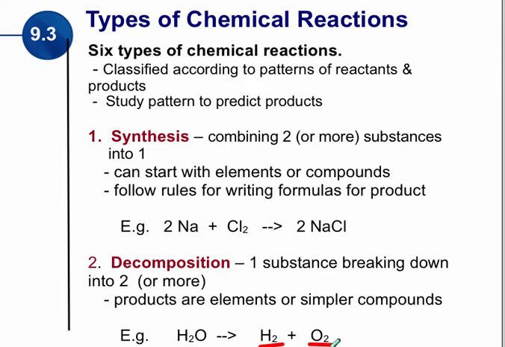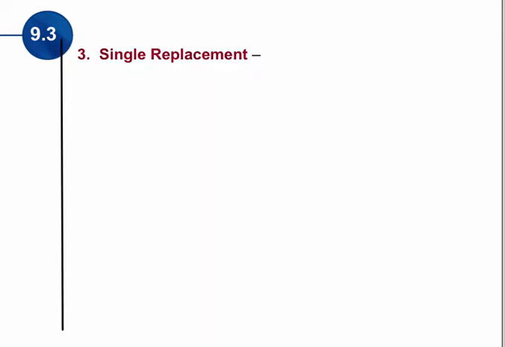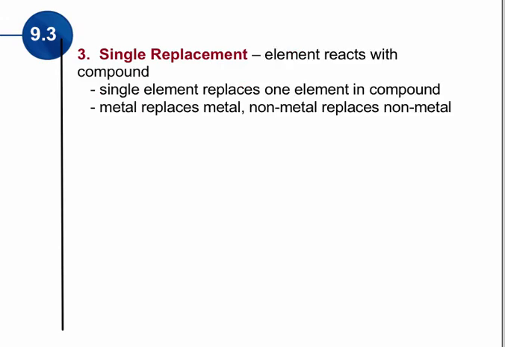Remember, they are diatomic. And if we were to balance the chemical reaction, we'd need 2 water molecules to give us 2 hydrogen and 2 oxygen. So decomposition, breaking something apart. All right, let's look at the next one, single replacement. And a single replacement reaction is when an element reacts with a compound.